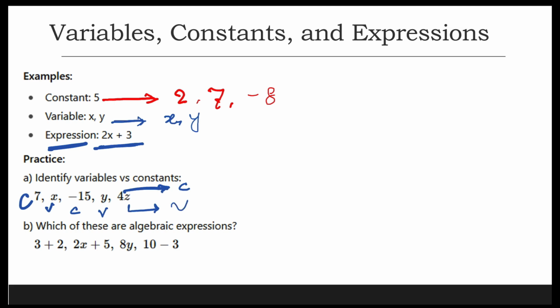Now, which of the below is an algebraic expression? So as we said, the algebraic expression needs to have at least one variable. So in this one, there is no variable, so this is not an algebraic expression. This, there is one variable, so this is an algebraic expression. 8y, one variable, algebraic expression. 10 minus 3, there is no variable, so no algebraic expression. I hope algebraic expression is very clear. The bottom line, algebraic expression needs to have at least one variable.